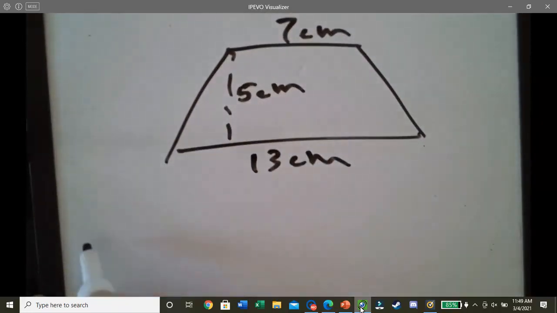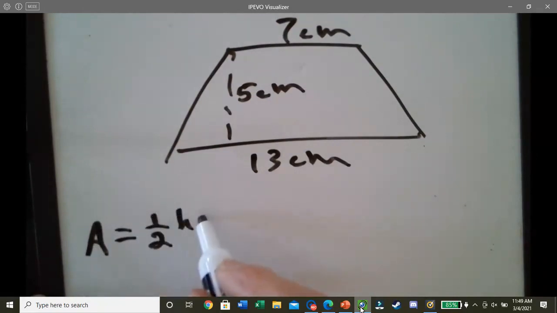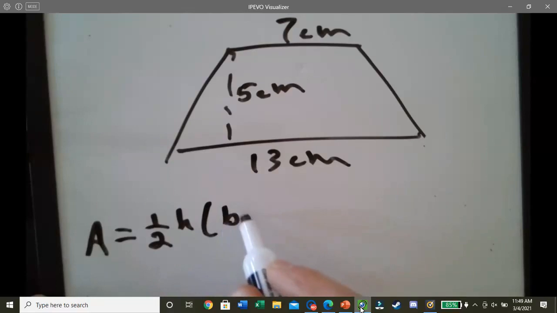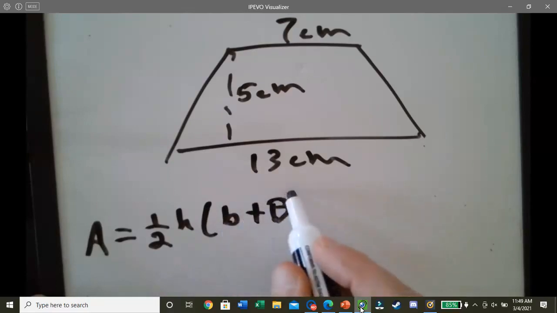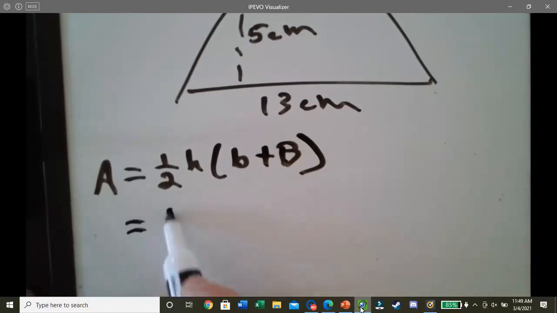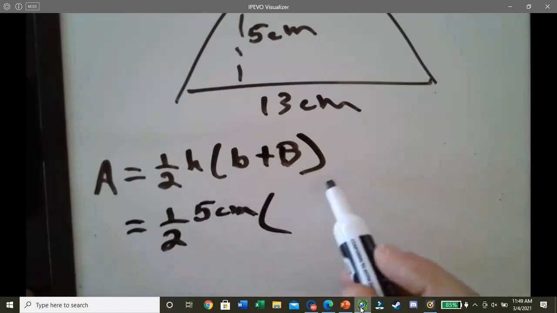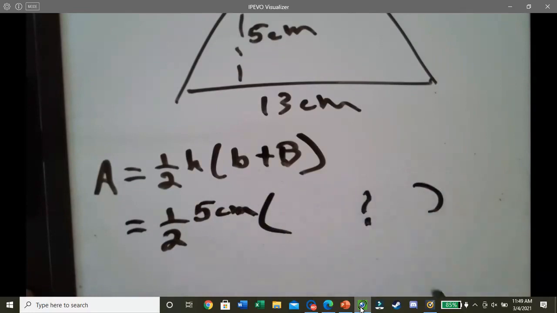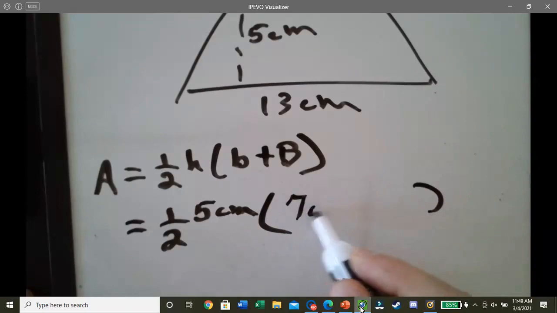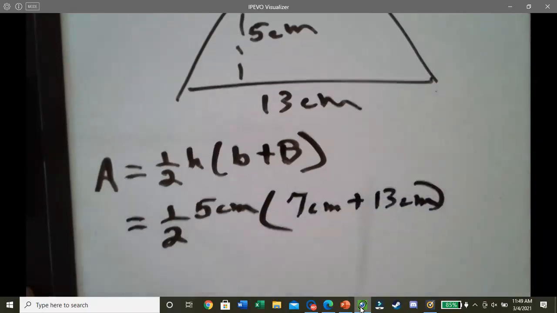Okay, so we want to find the area. That's 1/2 the height times the sum of the two bases, right? So this will be 1/2 times what? 5 centimeters. And what goes inside the parentheses? 7 plus 13, right? 7 centimeters plus 13 centimeters.